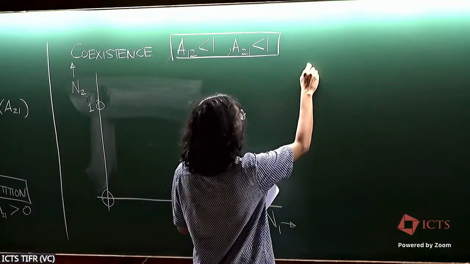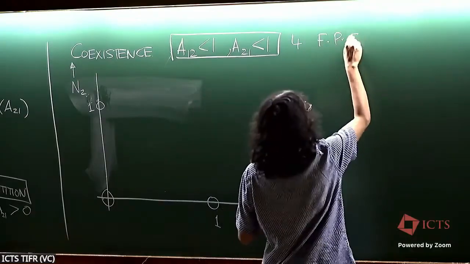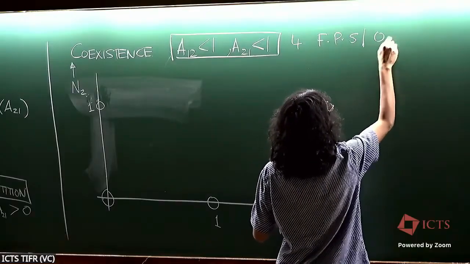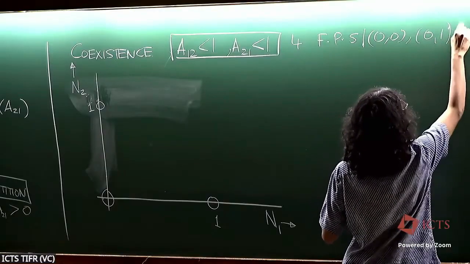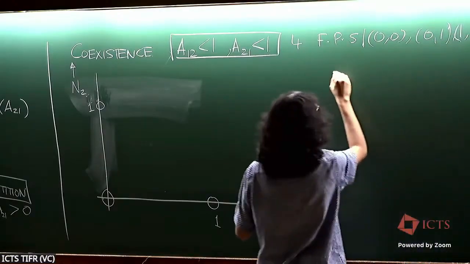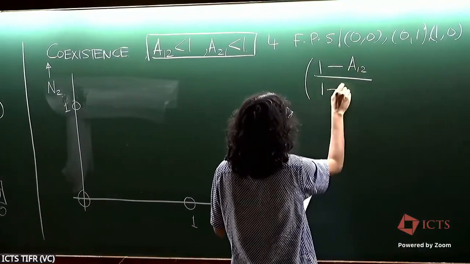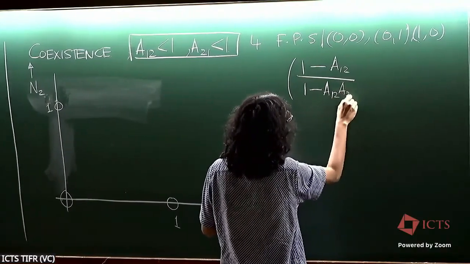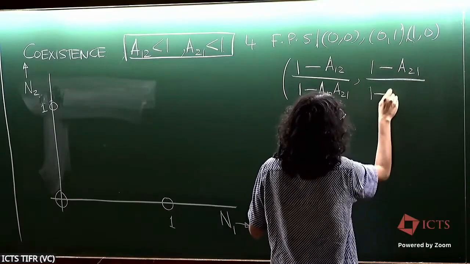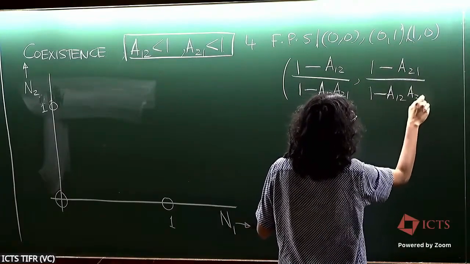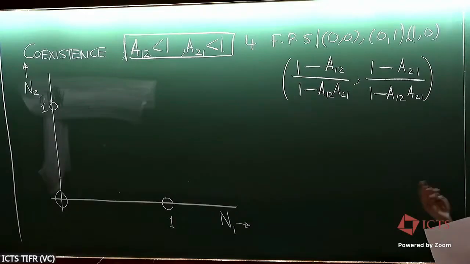Usually it will turn out to be something like this. So there are 4 fixed points. There's 0, 0, 0, 1, 1, 0. And the final one, if I did it correctly, you should point out if I'm wrong, is (1 minus A12) over (1 minus A12 A21), (1 minus A21) over (1 minus A12 A21). If you didn't get this, then either I did something wrong or just check your algebra.